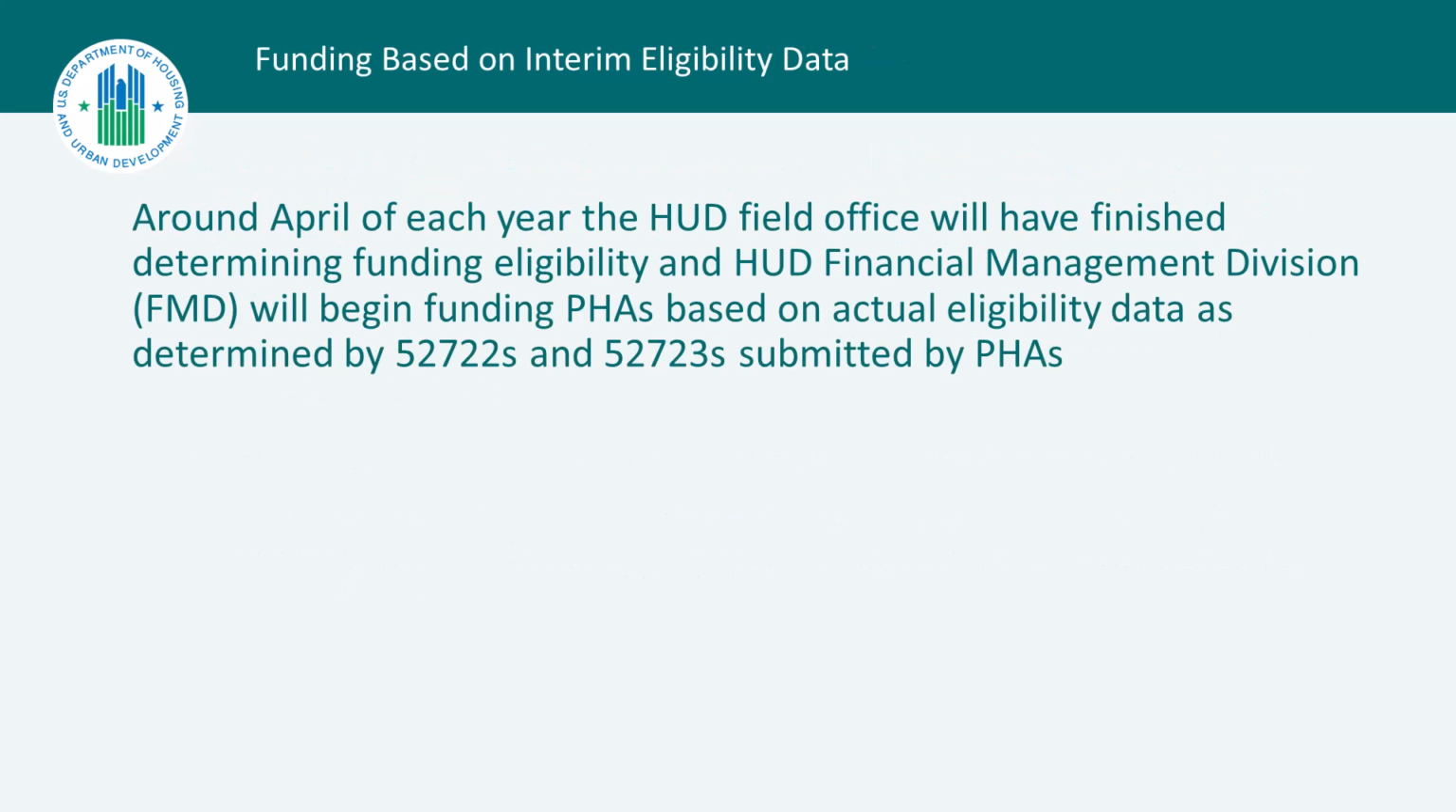Generally, the field office will have finished its determination of eligibility around April, and HUD Financial Management Division, or FMD, will begin funding the PHA based on actuals, or the actual 52722 and 52723 submitted by the PHA. PHAs should keep in mind that this represents only interim eligibility, and HUD and PHAs may change or correct the 52722 or 52723 through the revisions process.